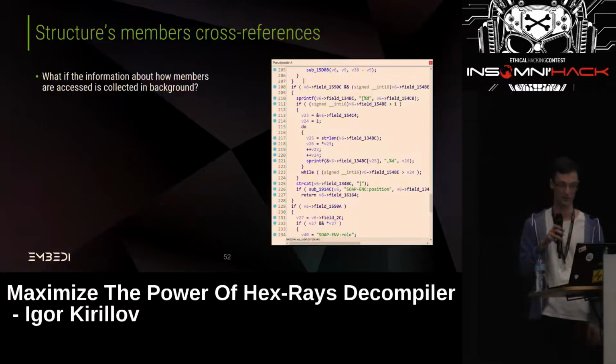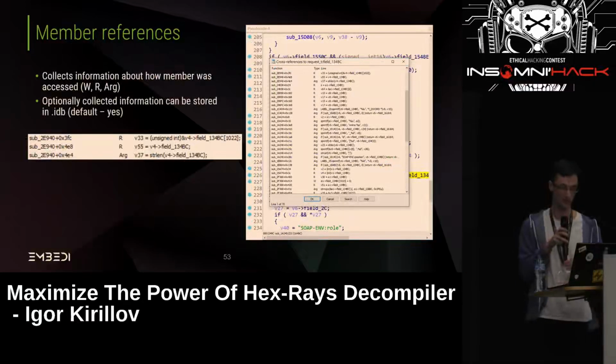So here is the code after reconstructing the structure. And I thought, what if we just collect information about how members are accessed in the background? It looks simple, but it took me about half a year to realize that it can be done like this. And with my plugin now, each time the F5 button is pressed and the decompiler works, my plugin parses the C tree and searches for the members' references. That information is saved and can be displayed to the user. So here we pressed the hotkey for the member from the previous example, and we see a nice list of all places where it is used.